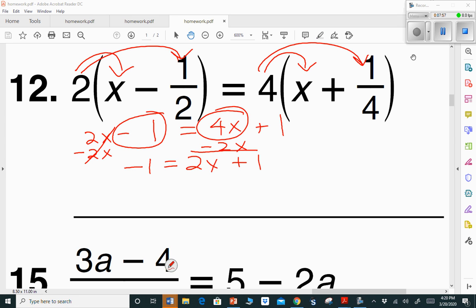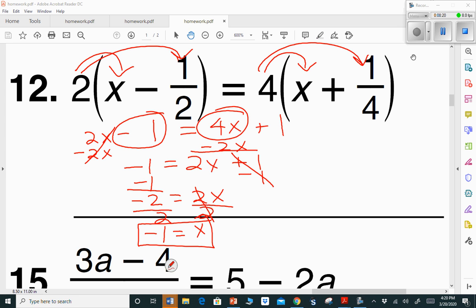We're trying to get x by itself. Subtract 1 from both sides. That gives us negative 2 equals 2x, because this went away. Divide both sides by 2, and that gives us negative 1 equals x. Negative 1 equals x.